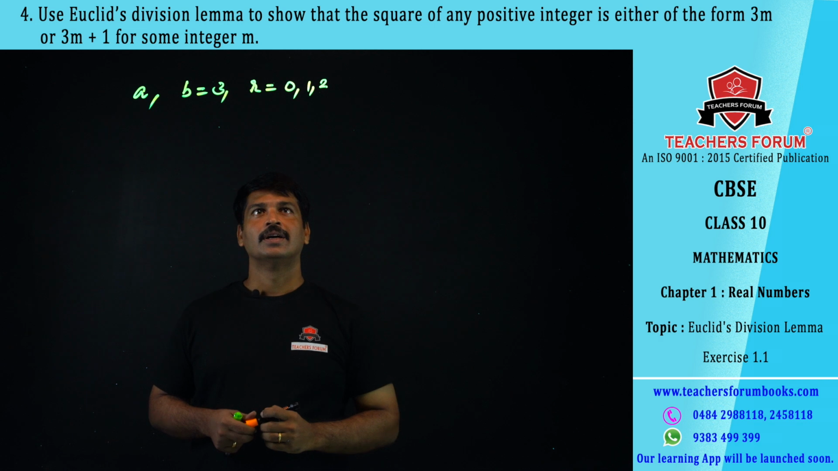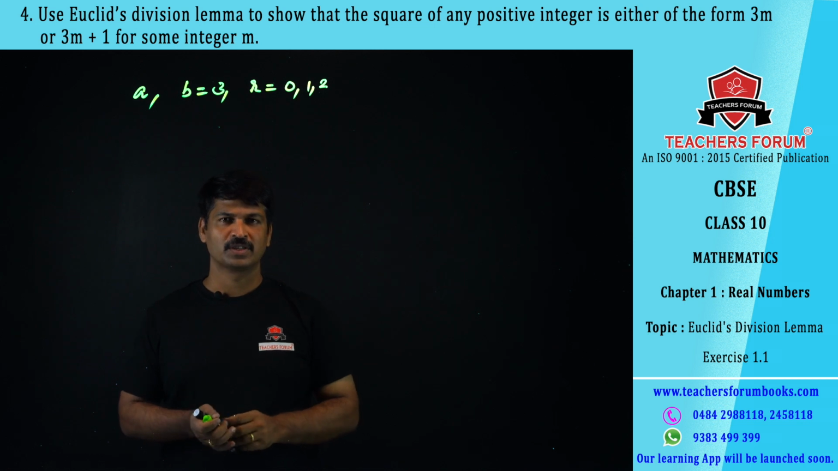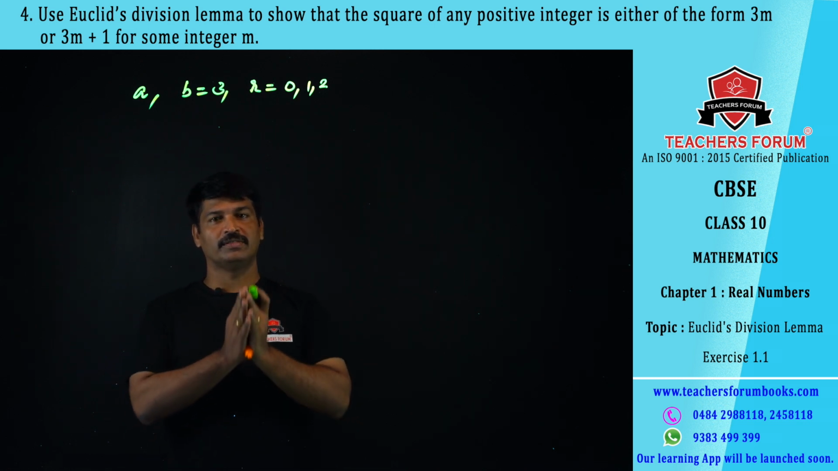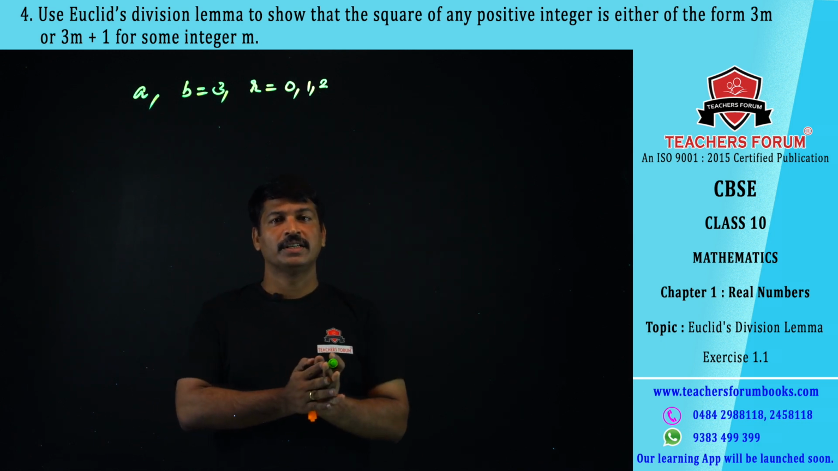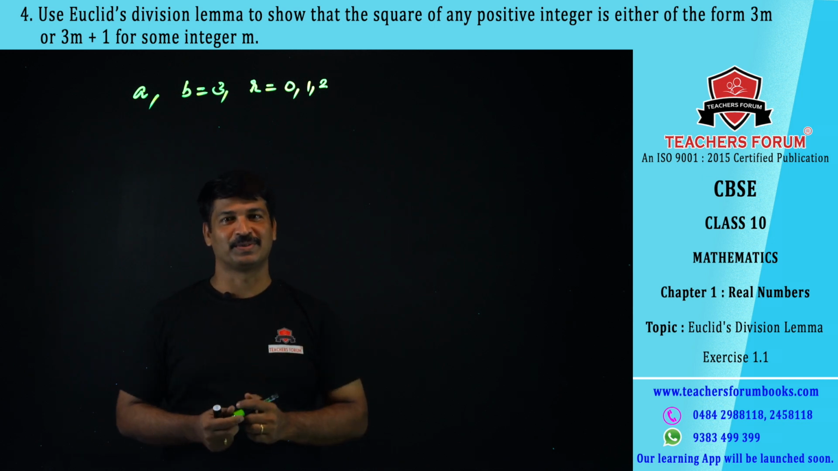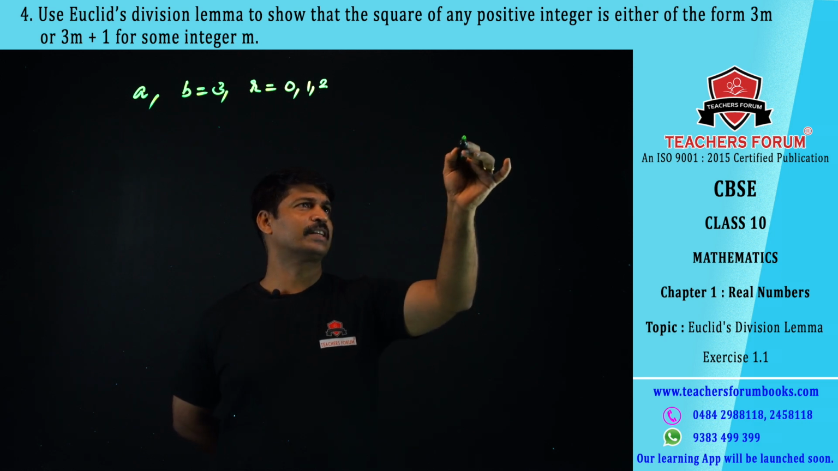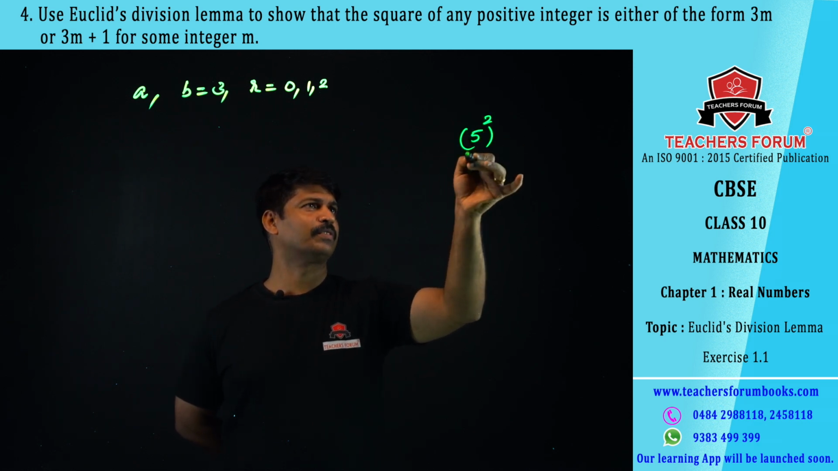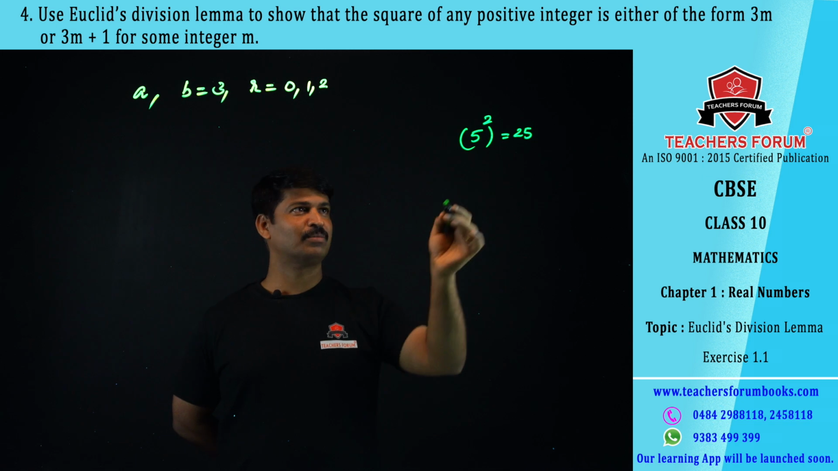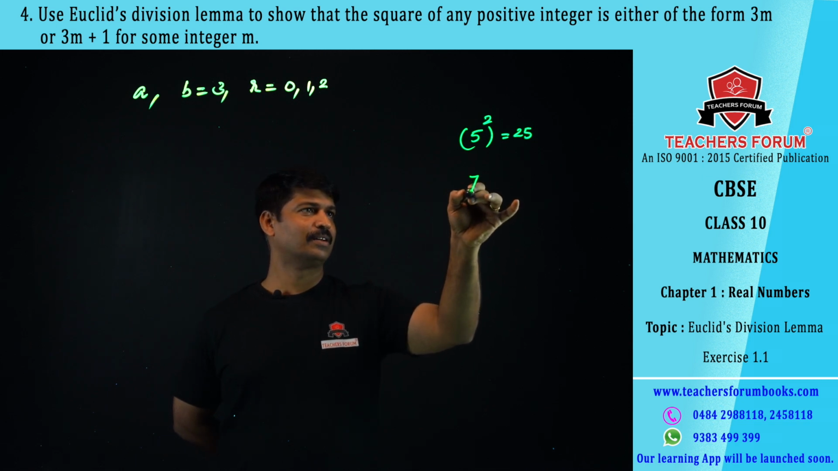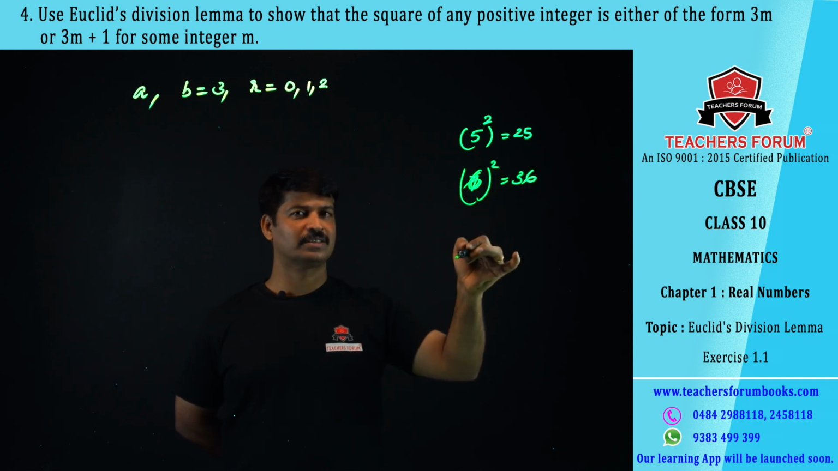Now, before solving this problem, let us take some examples. What is given? It is given that the square of any positive integer is of the form 3m or 3m plus 1. Just take the square of any positive integer. Let us take the example of 5. What is 5 square? 5 is a positive integer. 5 square is 25. Let us take another example, 6. What is 6 square? 6 square is 36.